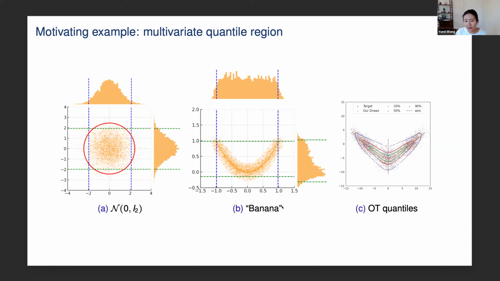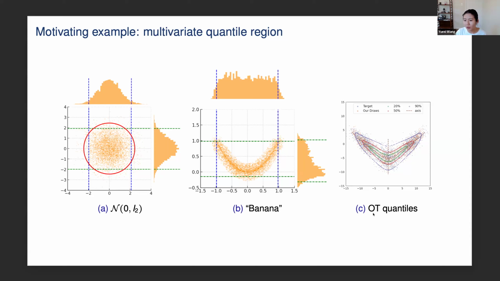But the problem is, what if your posterior distribution has a non-convex shape? Say, for example, here you can have this banana distribution. I can also look at the marginals, and I draw a box. But this box doesn't tell me any information about the geometric structure of the posterior distribution.